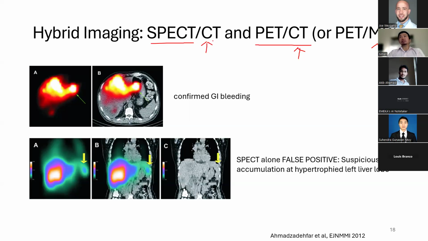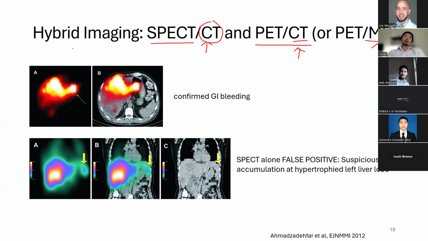So as I discussed earlier, the CT or the hybrid component serves two purposes. One is attenuation corrections. Both PET and SPECT do attenuation corrections, right? And the second importance of the hybrid imaging is the anatomical landmark.